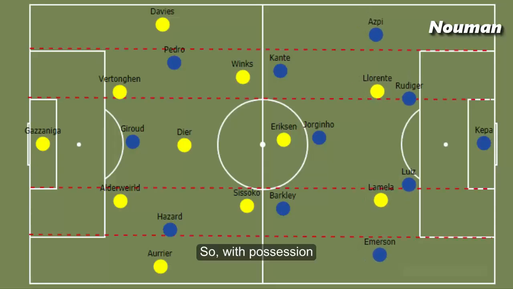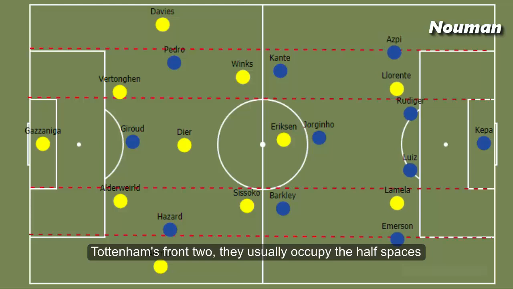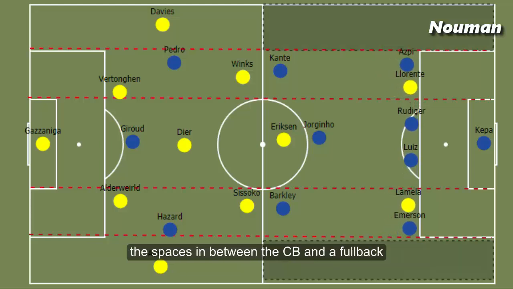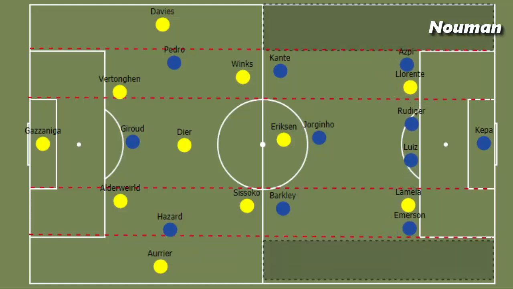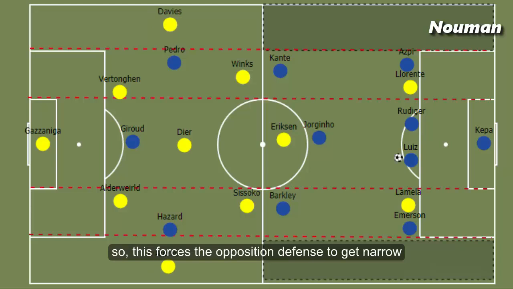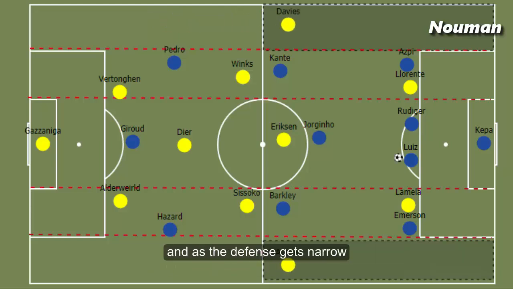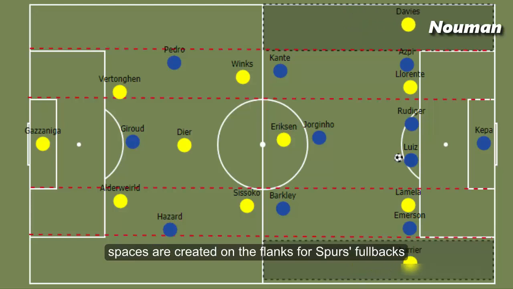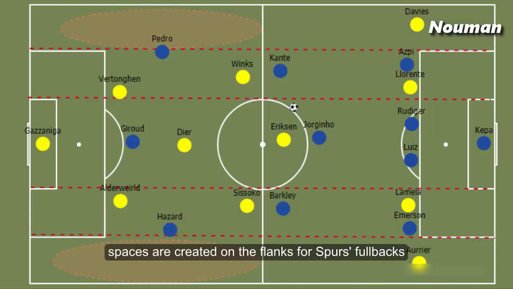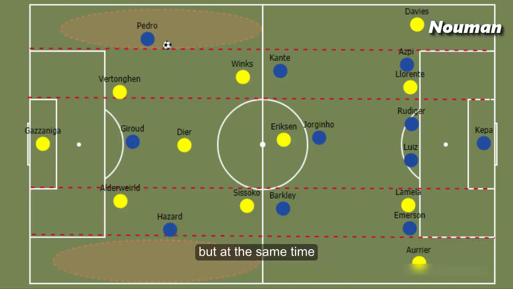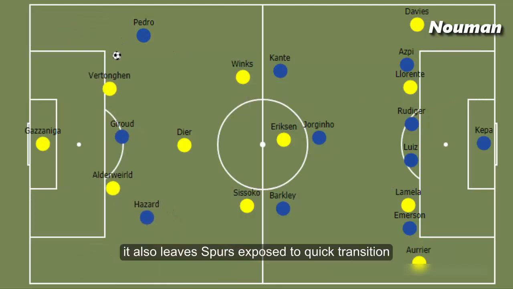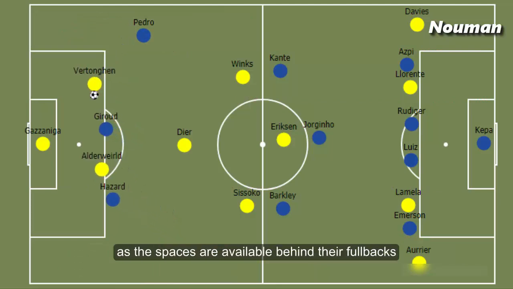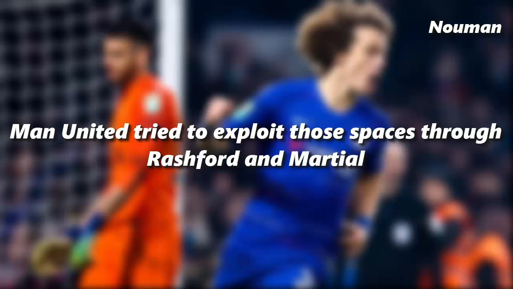So with possession, Tottenham's front two usually occupy the half spaces, the spaces in between the centre back and a fullback. This forces the opposition defense to get narrow, and as the defense gets narrow, spaces are created on the flanks for Spurs fullbacks. But at the same time, it also leaves Spurs exposed to quick transitions as the spaces are available behind their fullbacks. Manchester United tried to exploit those spaces through Rashford and Martial.